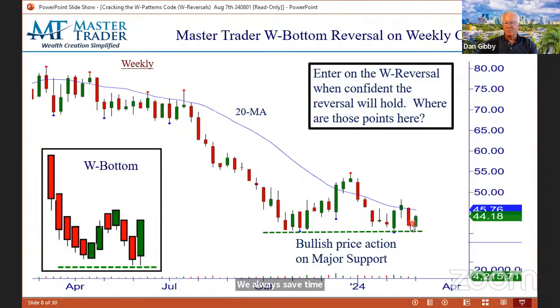So here's my double bottom. Now I put this note in here just because I really want to emphasize this. We got our momentum move down. Got our third retracement. Check. Got my retest. We want to enter on the W reversal. So that's this. As I said, when we're confident that we think this reversal is going to hold and we have a good reward to risk entry, we're willing to press the button, half lot, full lot, whatever the case. So I say, where are those points here?